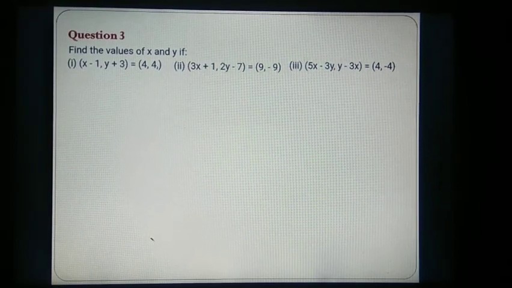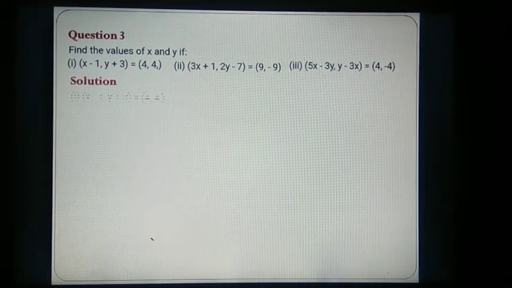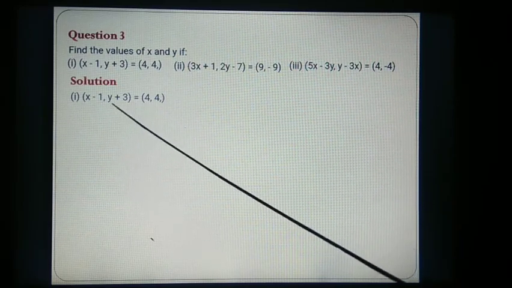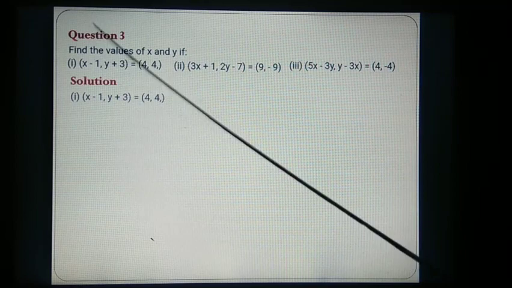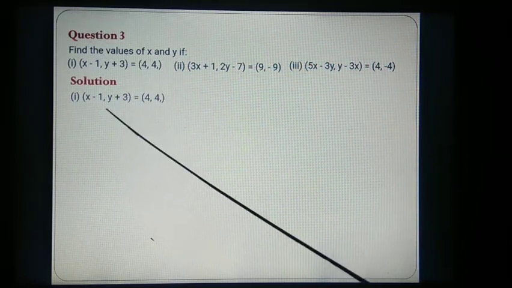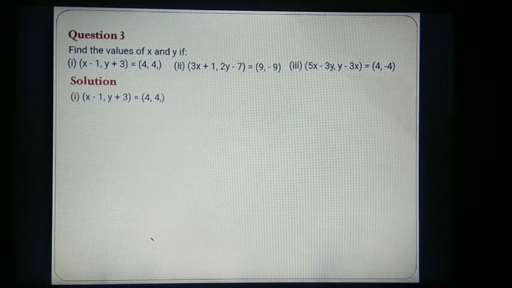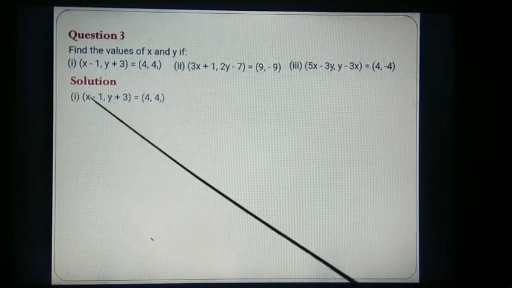Okay, now let us take the first problem, that is this one. In the first question, (x minus 1, y plus 3) is equal to (4, 4). Whenever you see this kind of problem, the first component, that means the abscissa of this and the abscissa of this, will be equal. So you just need to compare both sides.